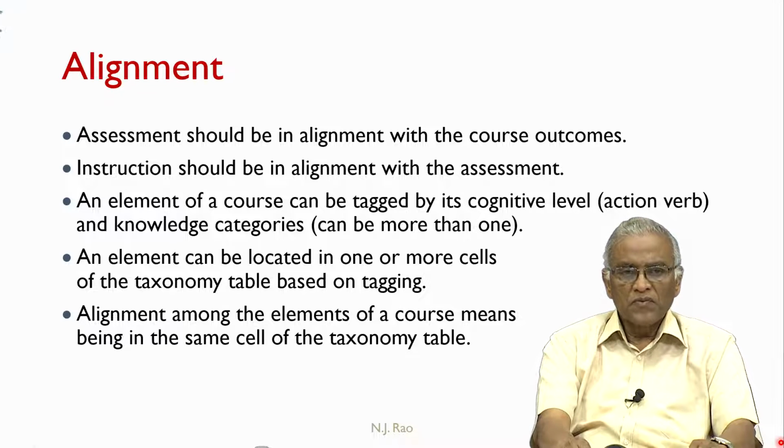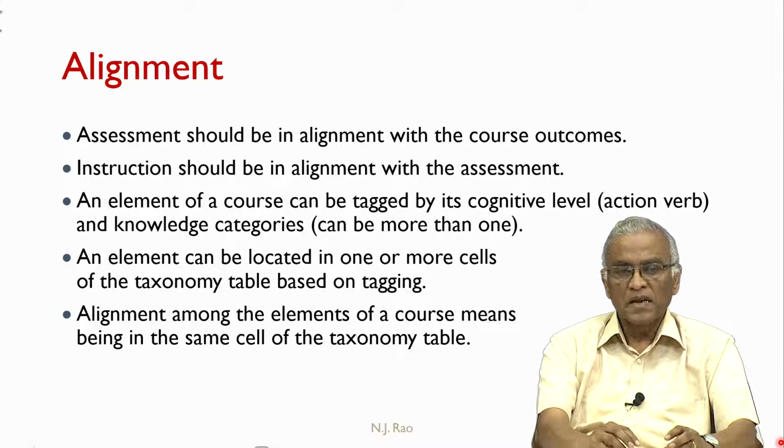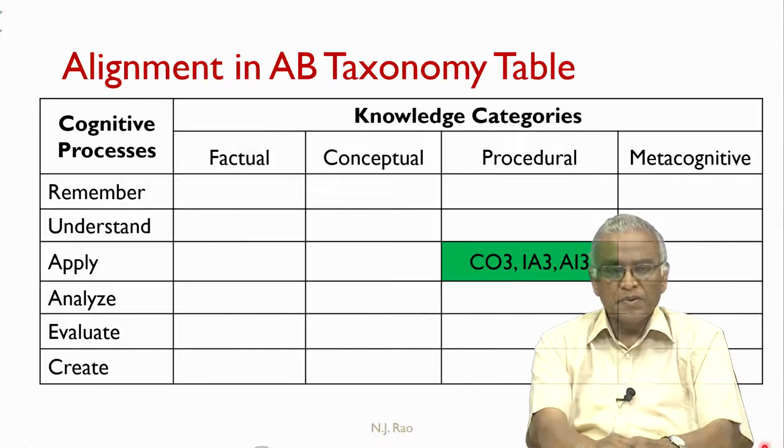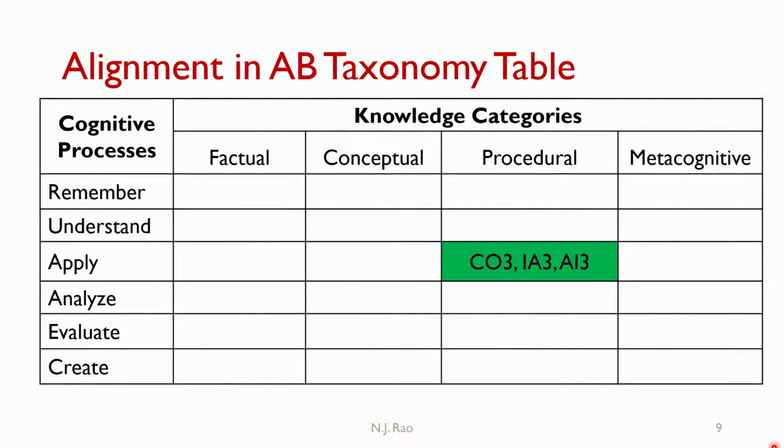So, alignment with regard to the taxonomy table, we define in terms of all the elements of a course being located in the same cell of the taxonomy table. That is what we mean by alignment. Let us take a look at this. For example, CO3 is a course outcome, the 3 is just a number. Course outcome 3 is related to apply and procedural. So, it is located in cell 3 comma 3.